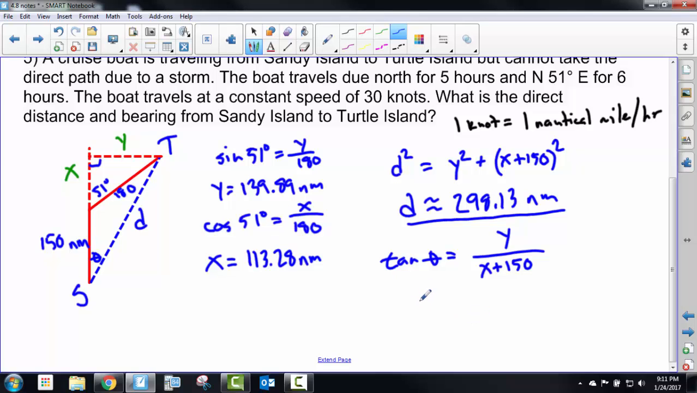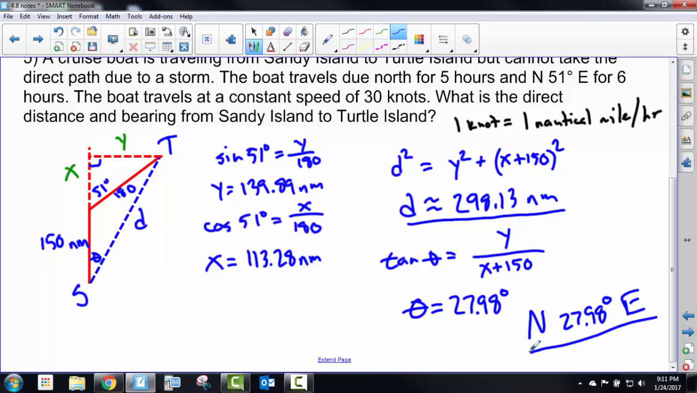And when you do an inverse tangent of those numbers, we get about 27.98 degrees. Now, if we're going to put this into a bearing, we would need to say, actually, not just the angle, but that we're traveling north 27.98 degrees east. In other words, we're going just about 28 degrees east of due north.